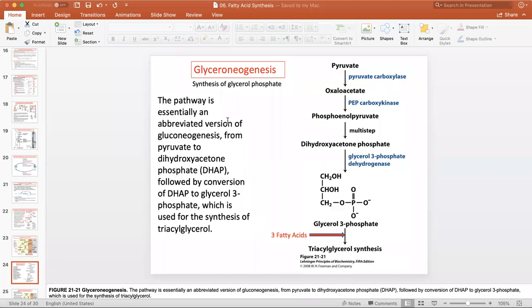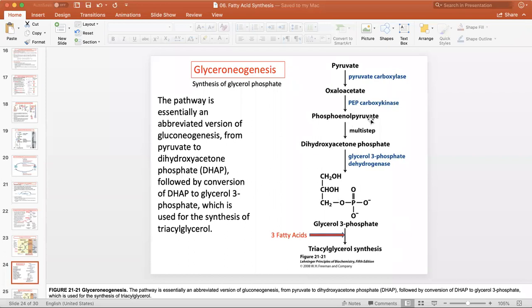The pathway is essentially an abbreviated version of gluconeogenesis from pyruvate to DHAP, followed by conversion of DHAP to glycerol 3-phosphate, which is used for the synthesis of triacylglycerol. So these steps are similar to gluconeogenesis. I don't know if you've taken it yet or not, but we take the pyruvate, convert it into oxaloacetate, then convert it into PEP with the help of PEP carboxykinase. Multi-step, we make DHAP. From DHAP, we make the glycerol 3-phosphate, and this is the one used for triacylglycerol synthesis.